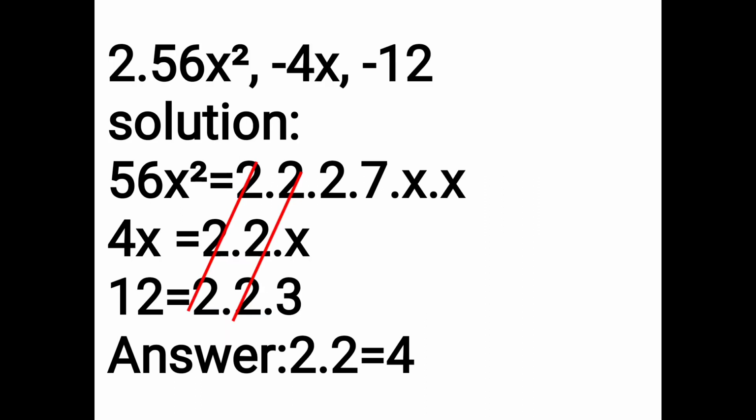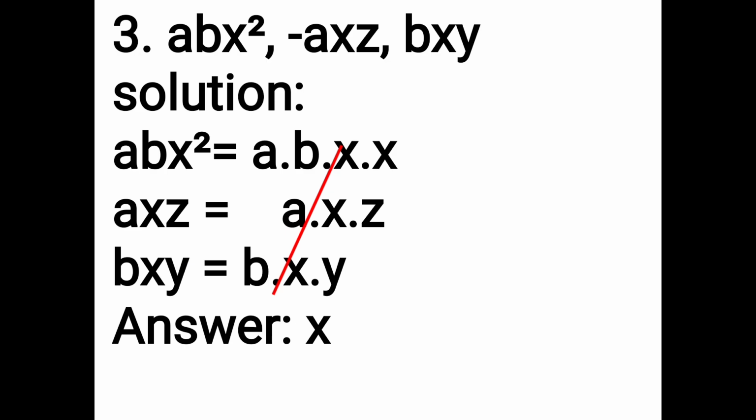For number 2, 56x squared, negative 4x, and also negative 12. For the solution, 56x squared, the prime factor of that number is 2 times 2 times 2 times 7 times x. So, we have 4x, 2 times 2 times x, and then 12, 2 times 2 times 3. Then, get the common term, which is 2 times 2, which is 4, for the greatest common factor.